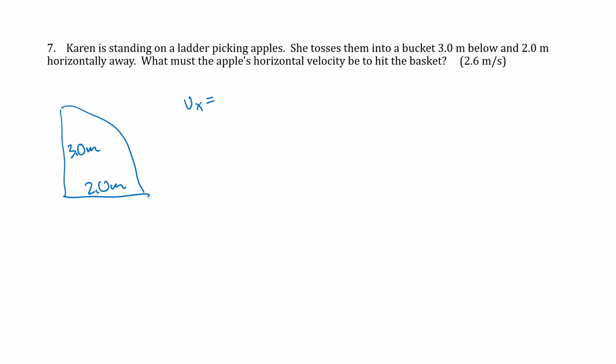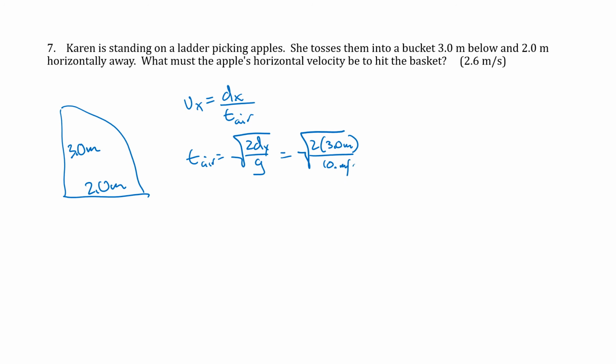So we want our Vx, and again, our Vx is dx over T air, and T air is the square root of 2 dy over g. So the square root of 2 times 3.0 meters over 10 meters per second squared gives us 0.77 seconds for the apple to hit the ground. And then if we know we're 2 meters away and we're in the air for 0.77 seconds, we're going to have to throw the apple at 2.6 meters per second.